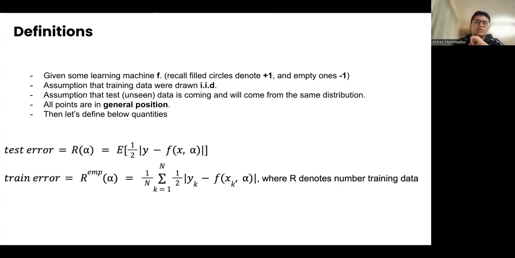And then we can define some quantities like the test error and the train error. As we can see from their names, we have some learnable parameter alpha here, and this alpha is basically the weights that we have already discussed as w in previous slides. What we are doing is taking the expectation of 1/2, which is just a normalizing constant, times the absolute value of the difference between the ground truth labeling, the correct labeling, +1 or -1, and the prediction of our learning machine.